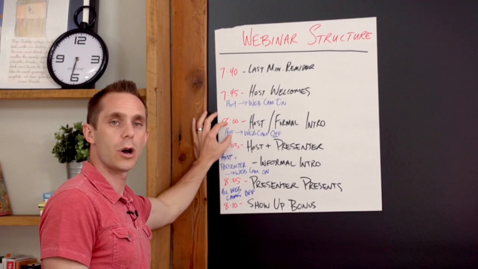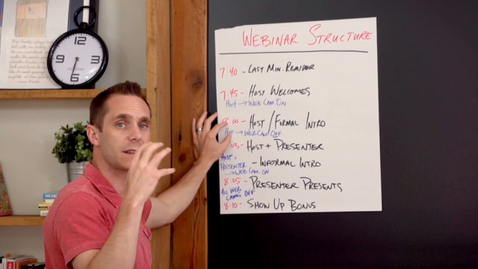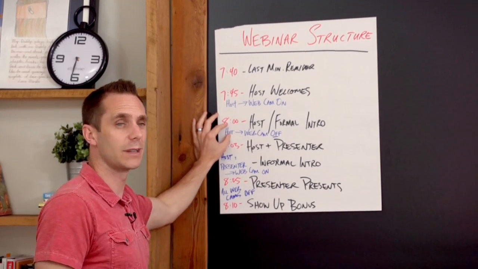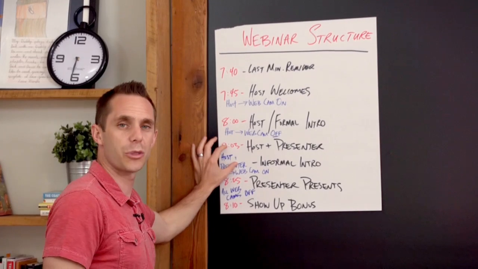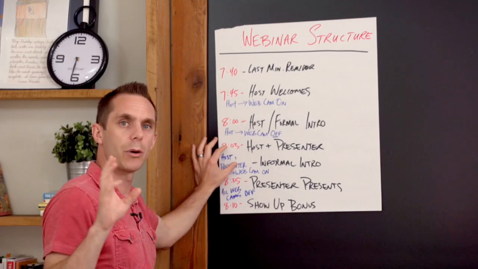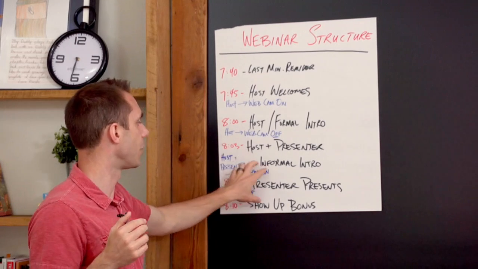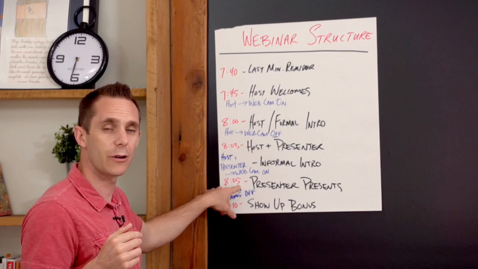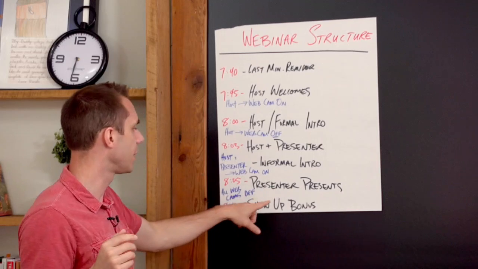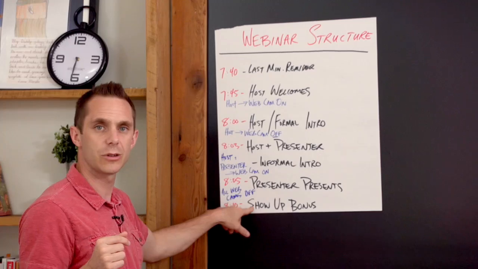8 o'clock, the host does a formal intro of the presenter. They shut the webcams off, and they're basically reading a script that establishes the authority and credibility of the presenter. 8:03, roughly, 8:03, 8:04, depending on the length of the intro, both the host and the presenter come back on webcam, and again, they do an informal intro. Then at 8:05, the host hands it off to the presenter, shuts all the webcams off, and the presenter starts presenting and delivering the presentation. At 8:10, they do the show up bonus.